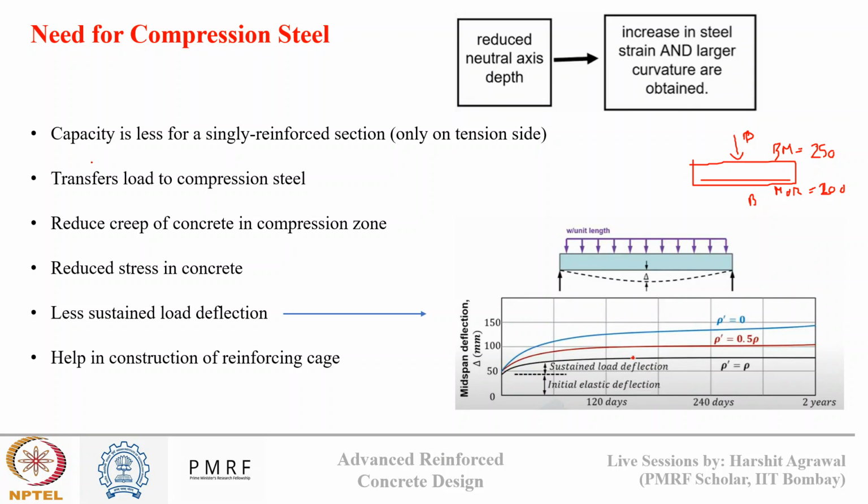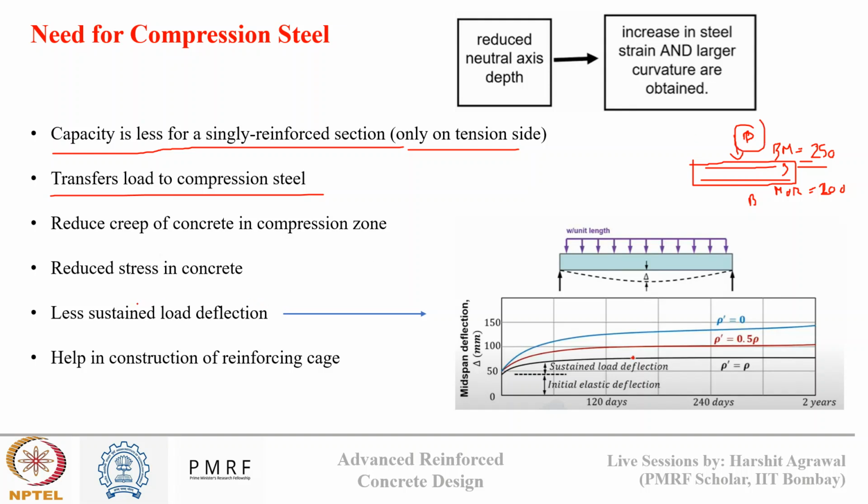So as written in the first point, compression steel is needed when the capacity of a singly reinforced section is less. If we are providing steel only on the tension side, it is not meeting the capacity, or the resistance that we want. And how does it deal with loading? It transfers the load to the compression steel. The additional moment that has been created will be transferred to the compression steel, which will help us to deal with this loading.